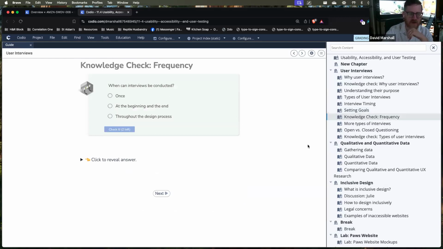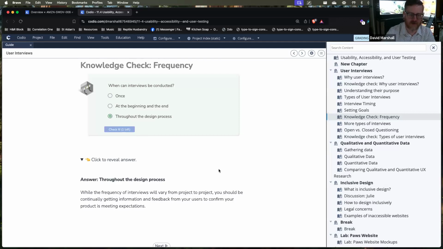Okay. So, knowledge check. Let's go ahead and answer in the chat. When can interviews be conducted? Joseph saying throughout the design process. What else do we agree on that? All right. Let's see. I don't want to waste a vote. Yeah, that's correct. It's throughout the design process.